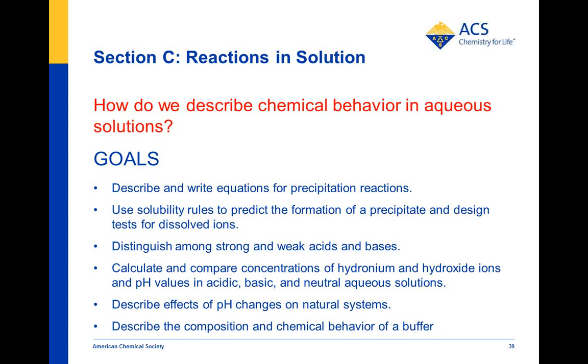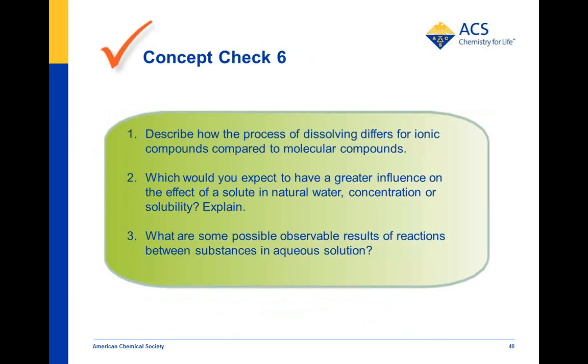They're going to learn to distinguish among strong and weak acids and bases. They're going to calculate and compare concentrations of hydronium and hydroxide ions and look at pH values in acidic, basic, and neutral solutions. We're going to talk about the effects of pH changes and how that affects various natural systems. And then we're going to look at the composition and chemical behavior of a buffer. So there's a lot that goes on in section C.